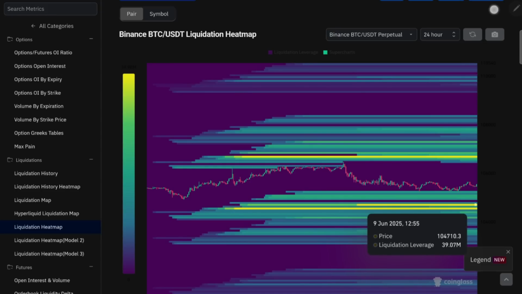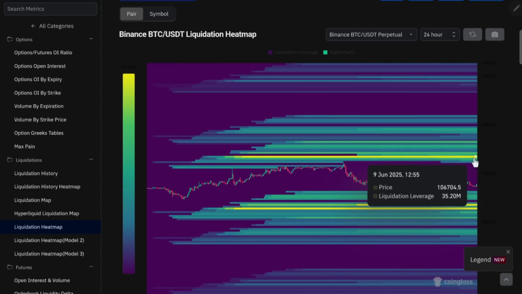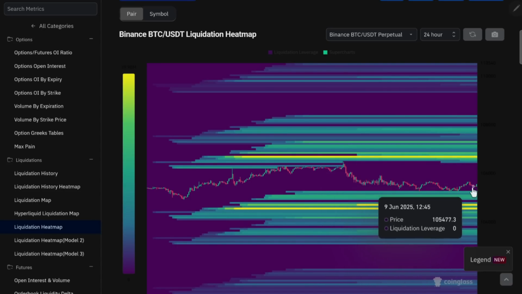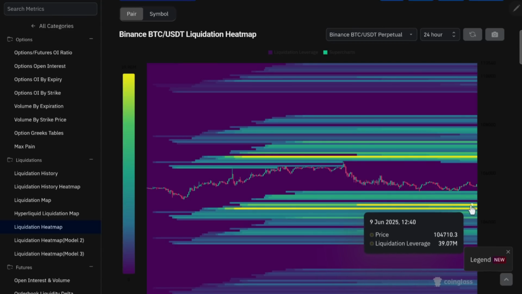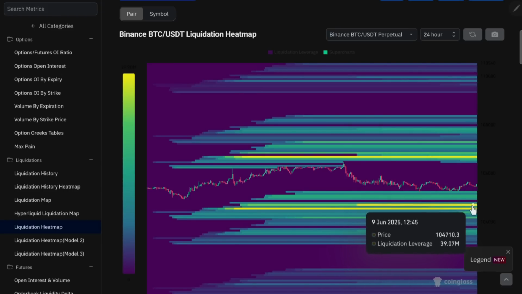$1,04,700 to $1,04,500 price zone. Now similarly, those people who have gone short on Bitcoin, their liquidation is concentrated at the $1,06,700 zone, and just at the $1,06,700 zone, there's $35.2 million in liquidations. So for BTC, the nearest zones are 104.7 and 104.5. And on the upper side, the nearest liquidation zone is 106.7.